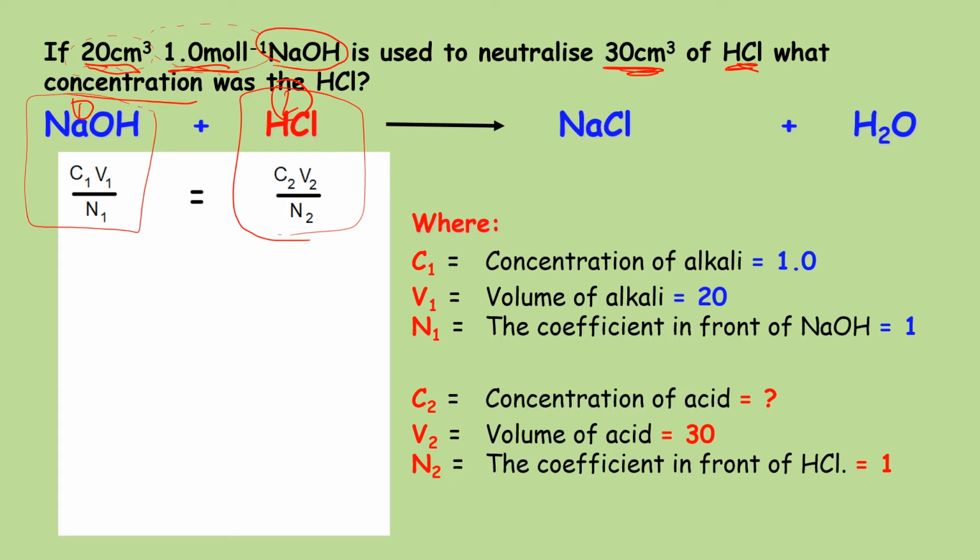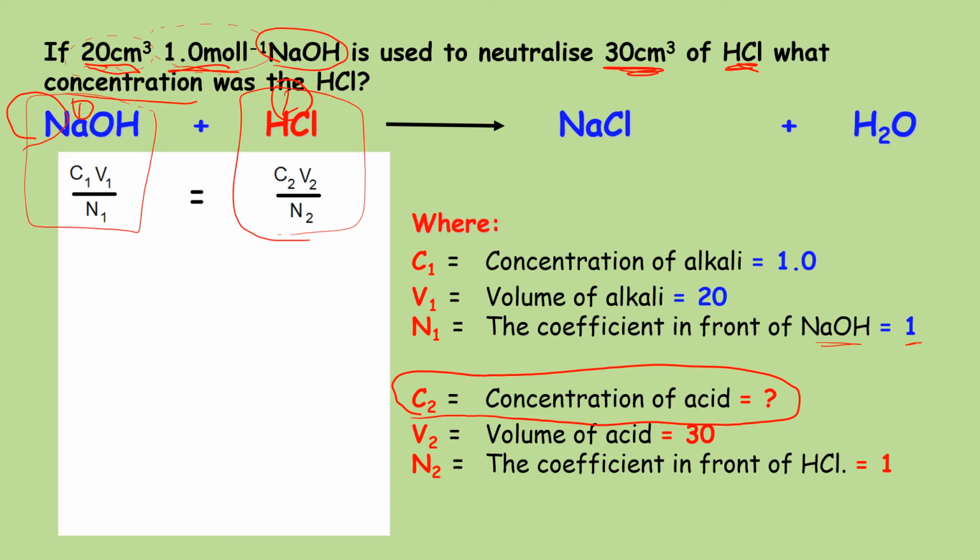The coefficient in front of the sodium hydroxide. So what's the number in front of the sodium hydroxide in the balanced equation? So we're going to look here. Now there is no number. Now remember, in chemistry, when there is no number, the number is 1. Okay, so we have N1 is equal to 1. The question asks us specifically for the concentration of the hydrochloric acid. So that means that C2 is our answer. Okay, so we won't know that, but we'll know all the other numbers.